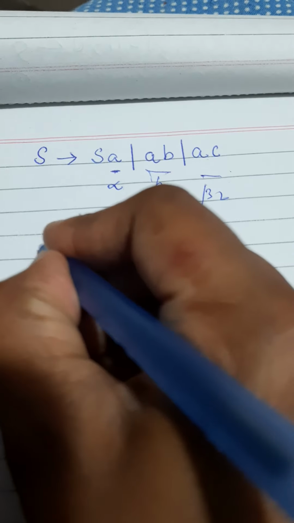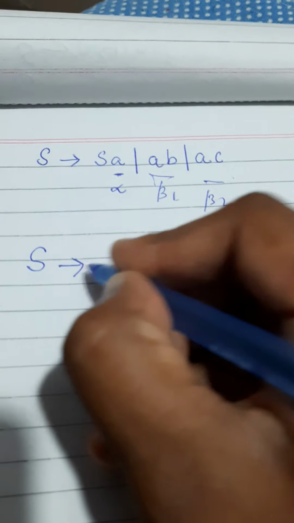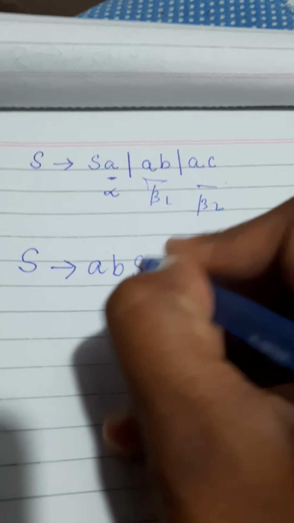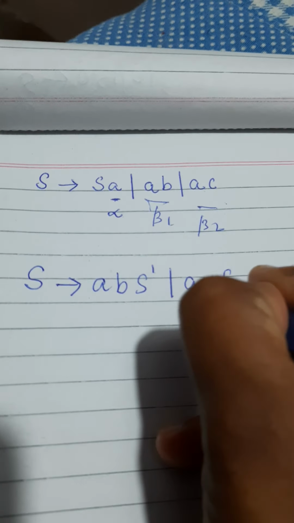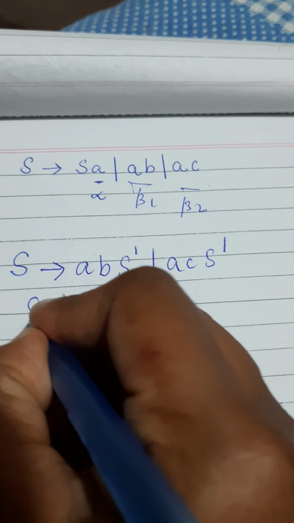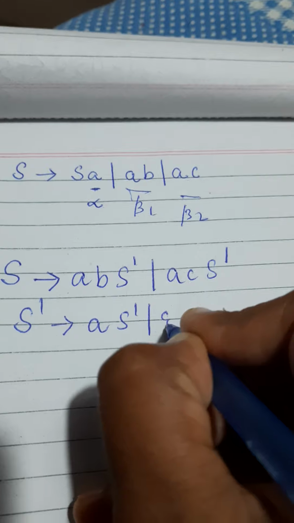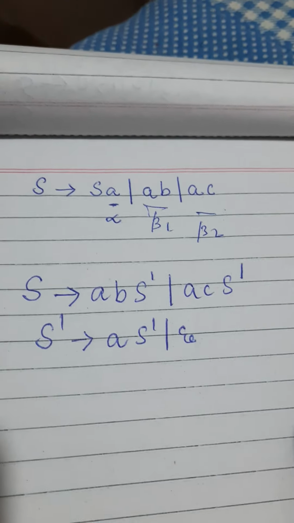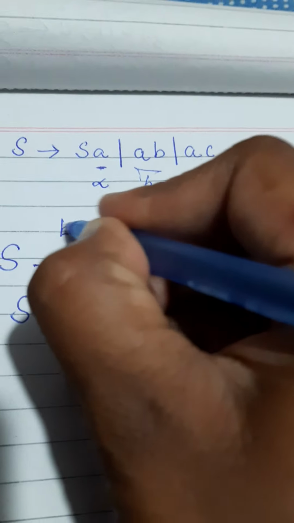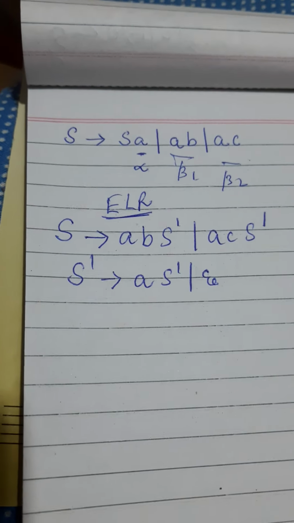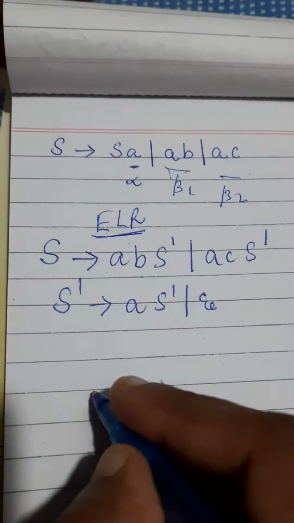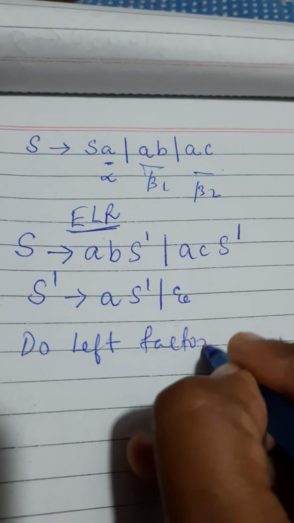So eliminating left recursion, you will get S derives beta, that is AB S dash or AC S dash. What is S dash? S dash derives alpha, that is A S dash or epsilon. So this is the grammar production you have got after eliminating the left recursion. I hope you have understood till here. Now we have to check whether leftmost common factors are there. So yes, leftmost common factors are there. Now we are going to left factor the grammar.